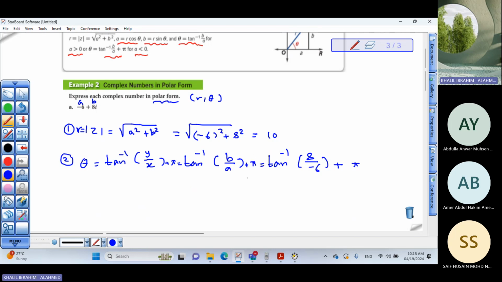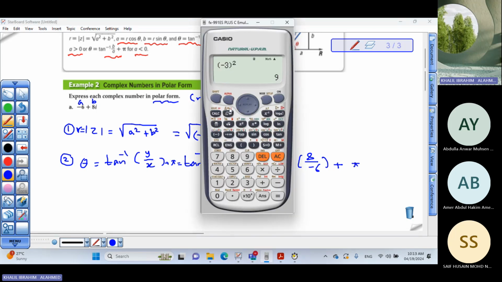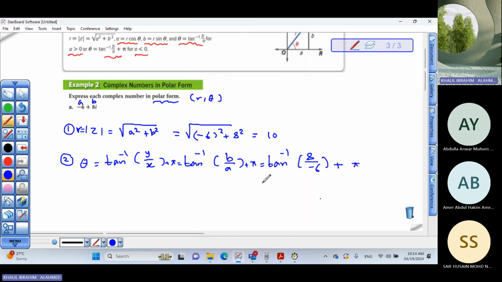Okay, that's it. You can use the calculator, shift tan, to get it. The answer for 8 over -6, plus pi, with the calculator in radian mode, is 2.2. This is theta in radian, 2.2 radian. Okay, that's it.